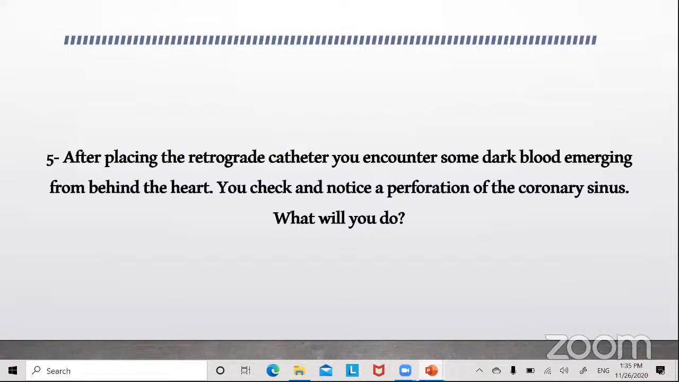After placing the retrograde catheter, you encounter some dark blood emerging from behind the heart. You check and notice a perforation of the coronary sinus. What will you do?